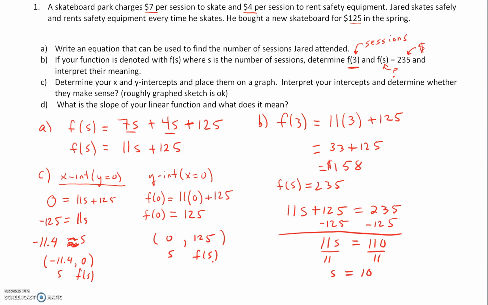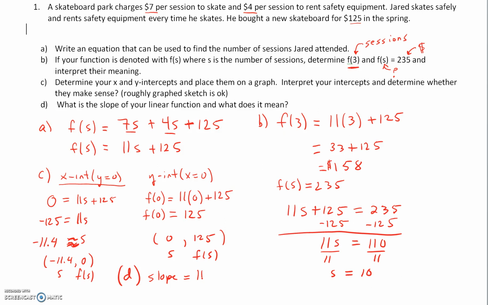And for part D, I'm going to squeeze that in right here. For part D, it asks, what is the slope of your linear function and what does it mean? So the slope here is going to be 11. And what that means is that for every skate session, it's going to cost Jared $11.